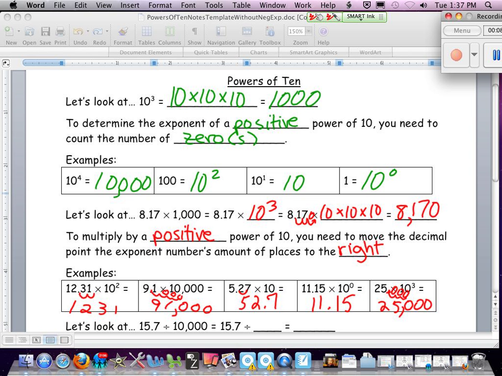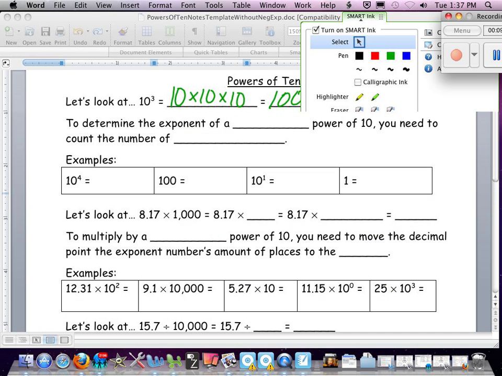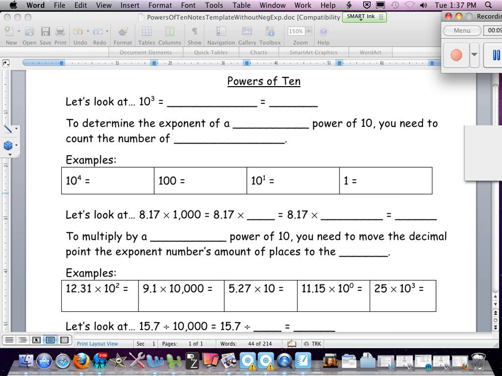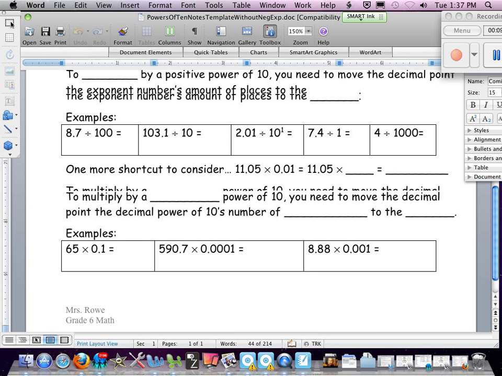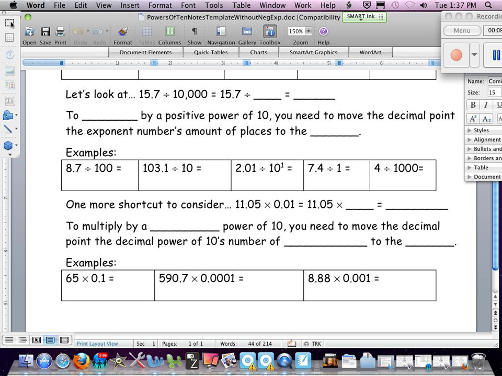So that's the shortcut trick for multiplying by positive powers of 10. Does everyone have that filled out? Tonight's homework, you're going to use this strategy to hopefully get that whole front side done with just the 15 minutes. Now we're going to look at division though. So the back side on tonight's homework is division.